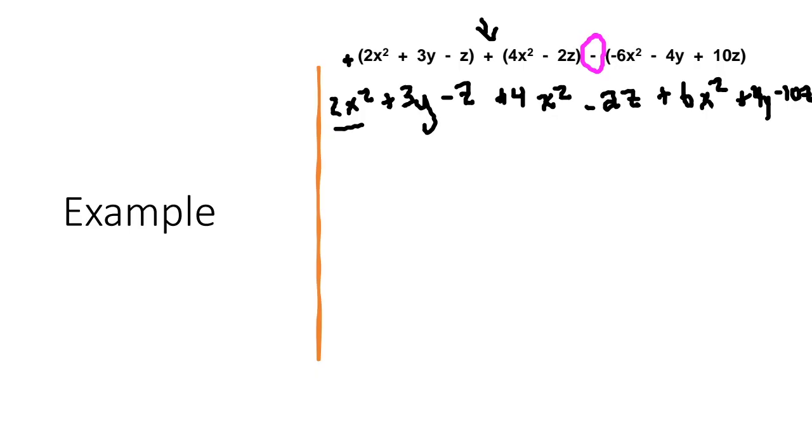So I can combine my x squareds. I got 3 of those. And then I can combine my y's. I got 2 of those. And then I can combine my z's. I got 3 of those. Okay. So I have x's 2 plus 4, so I got 12x squared. And then my y's, I have a plus 3, 4, so I got plus 7y. And then my z's, I got negative 1, so negative 3, negative 13z.